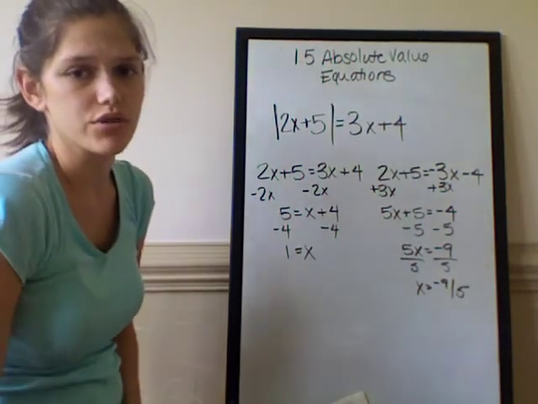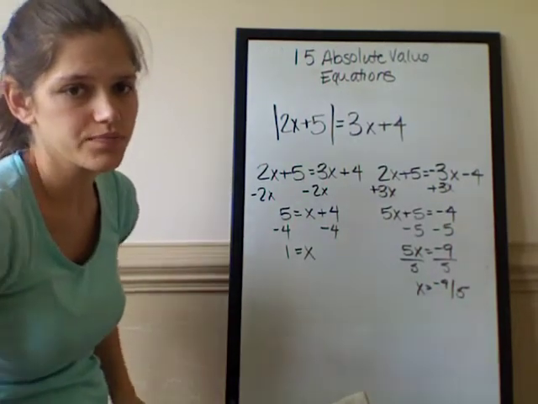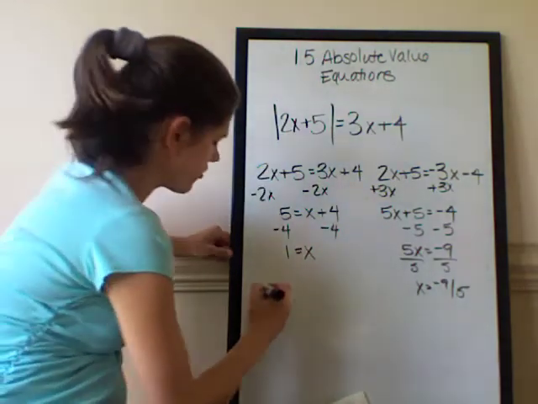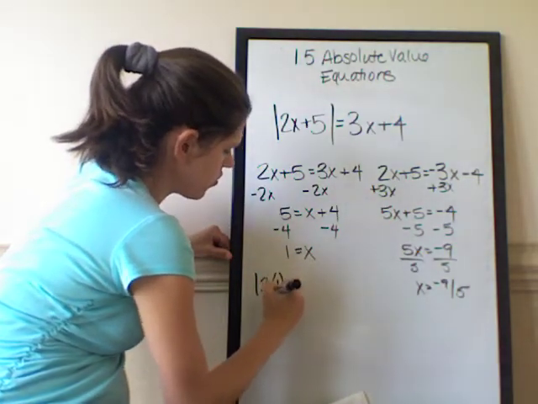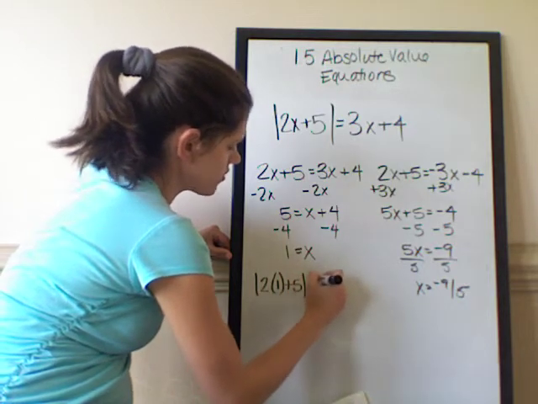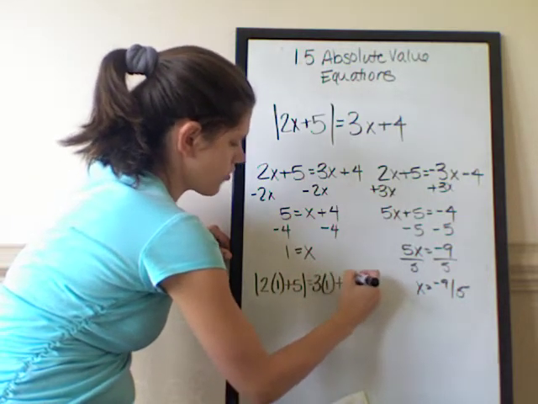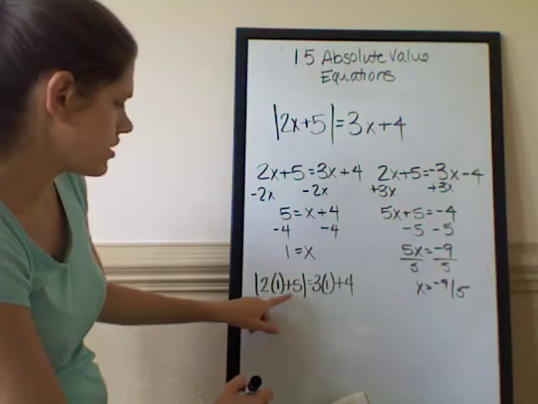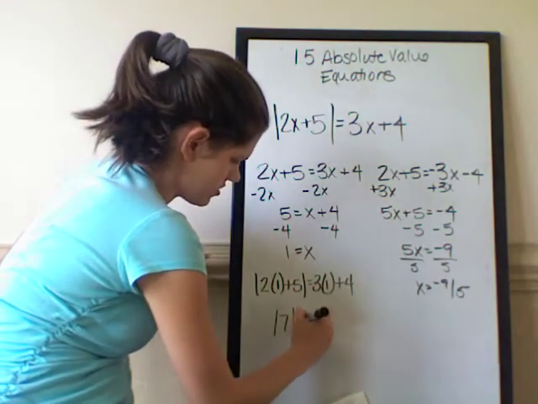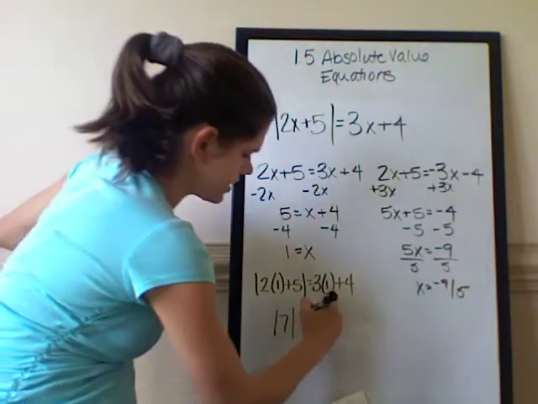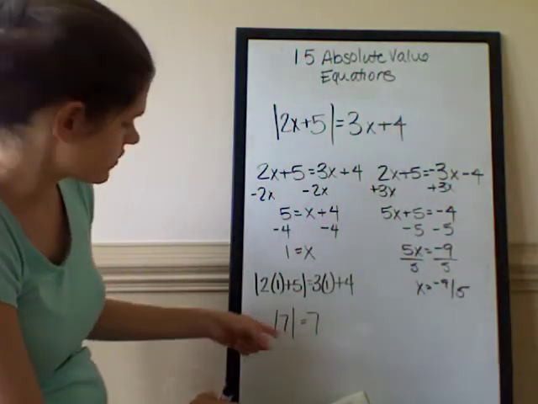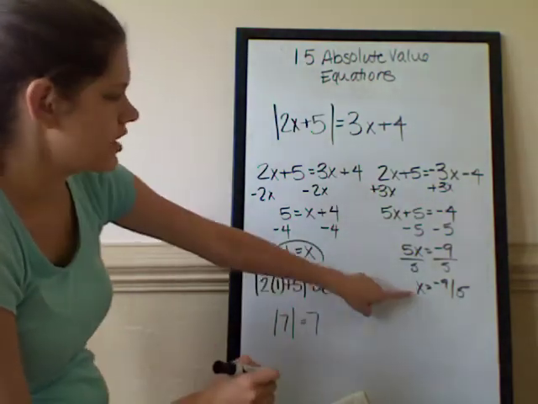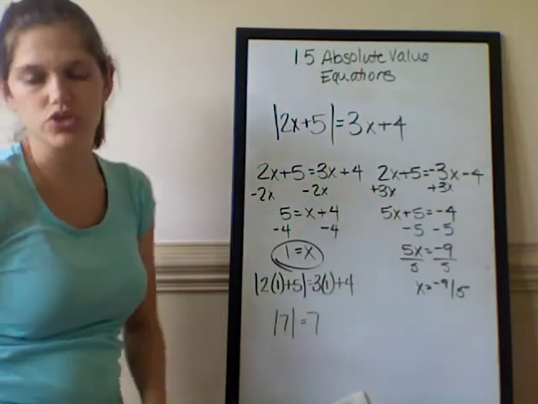So now I've got to go and check these two answers. In order to check them, all you need to do is plug them back in up here. So, absolute value of 2 times 1 plus 5 equals 3 times 1 plus 4. I'm just taking the 1 and plugging back into where my x's occur. 2 times 1 plus 5 is the absolute value of 7. And over here, 3 times 1 plus 4 is 7. Is the absolute value of 7 equal to 7? Yes. So that is a solution. Now, check this one real quick and tell me what you come out with.